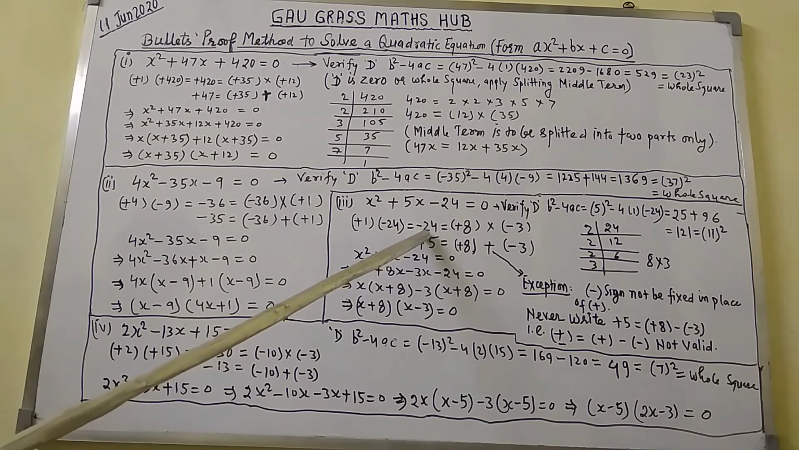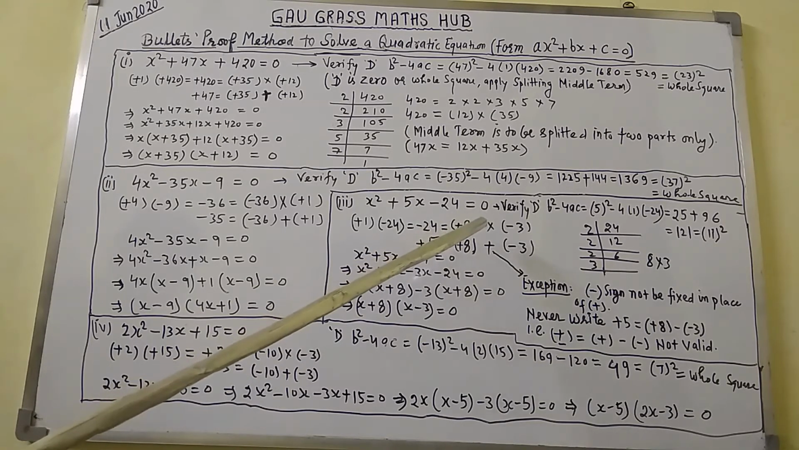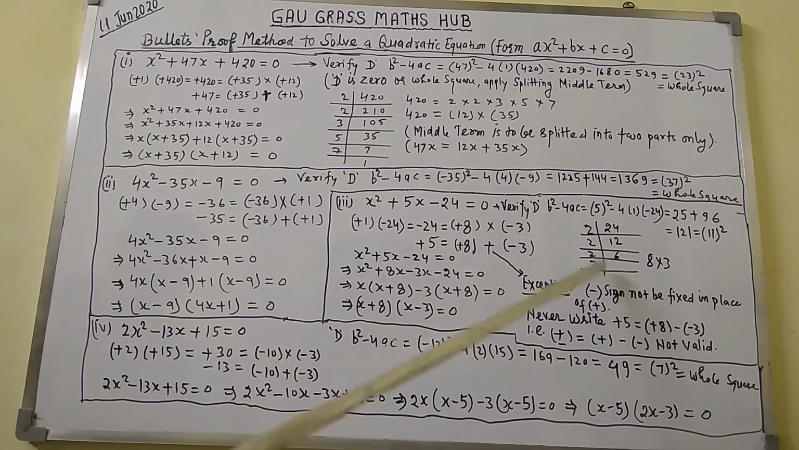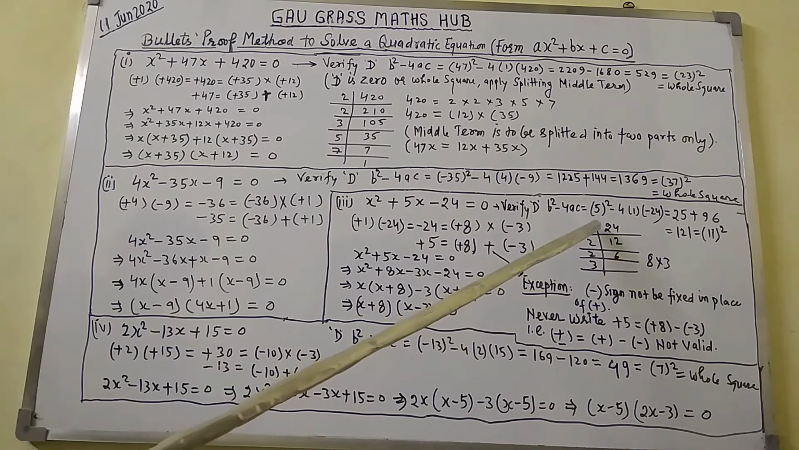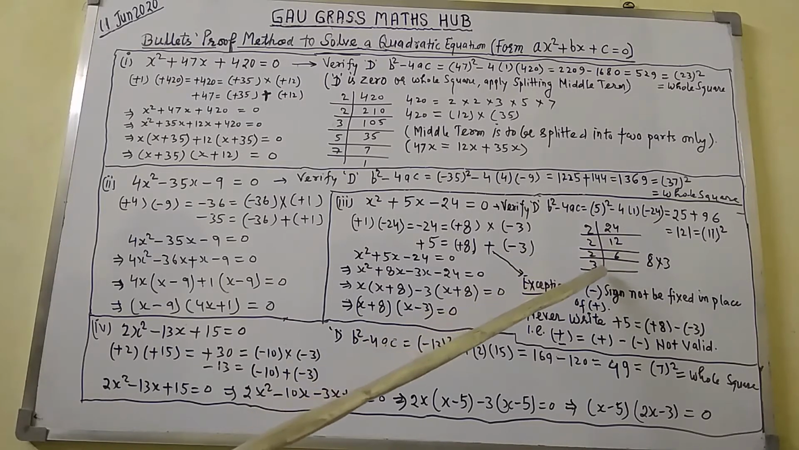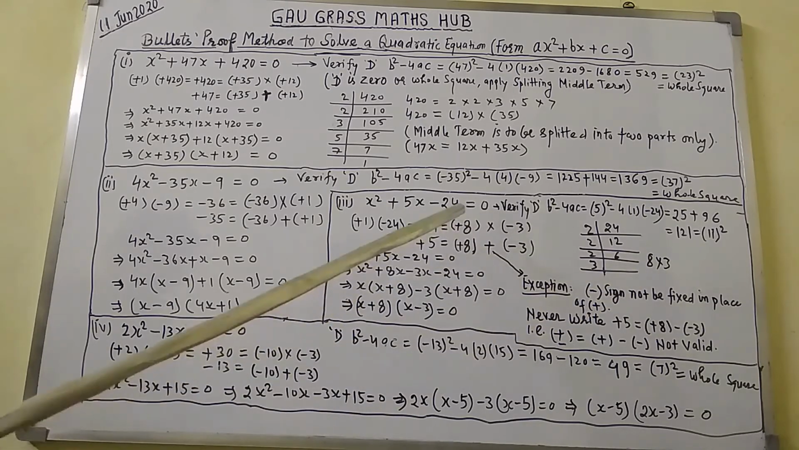24 will be divided into two parts. Here you can see I have done prime factorization of 24. The same result: 2 into 2 into 2 into 3, 2 2s are 4, 4 2s are 8, 8 3s are 24 comes out.